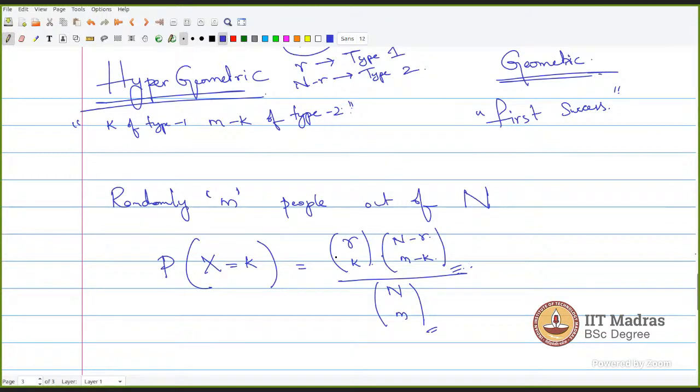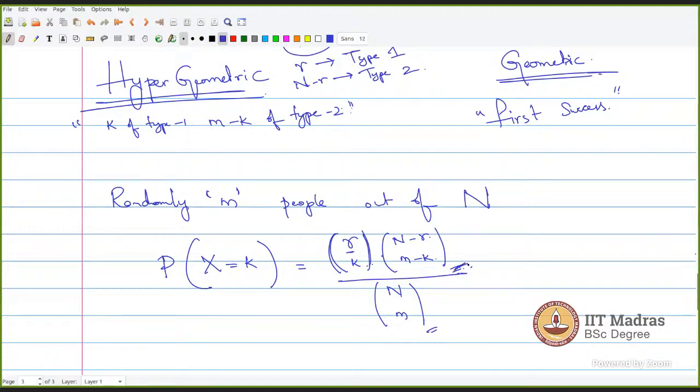So out of r type 1 people, choosing k of type 1 people, I can choose in r choose k ways. There are r choose k ways I can choose k people of type 1 out of r people of type 1. Similarly, out of n minus r type 2 people, I have to choose m minus k of them. I can choose in n minus r choose m minus k ways.